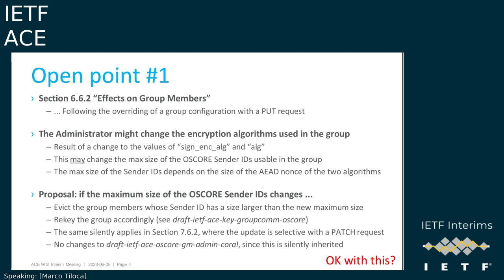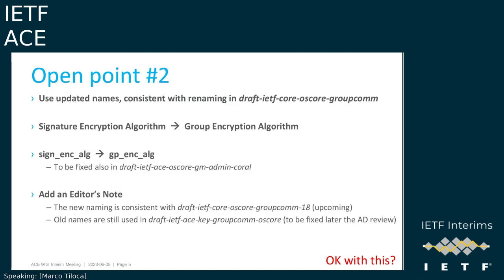Okay, thanks. Yeah, the second one is easier. It's really about terminology and naming for the sake of consistency with Group OSCORE. It's about changing the name of an algorithm and the name of a parameter, reflecting another algorithm that has to be fixed accordingly, also in the Coral document, especially in the examples.